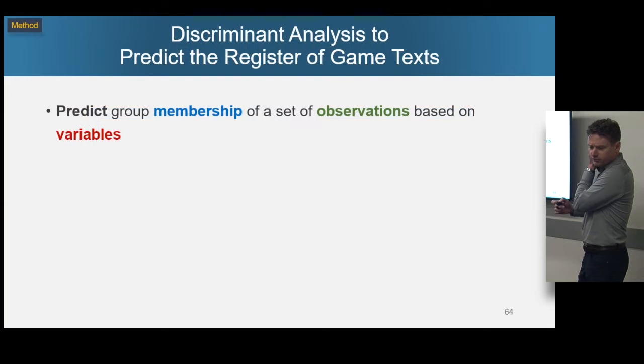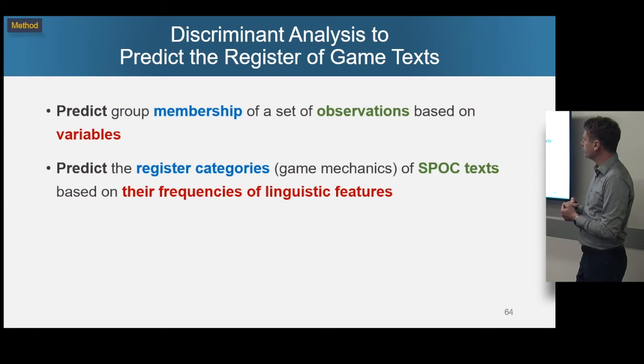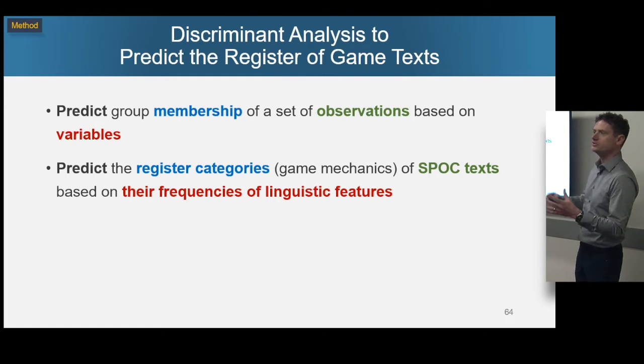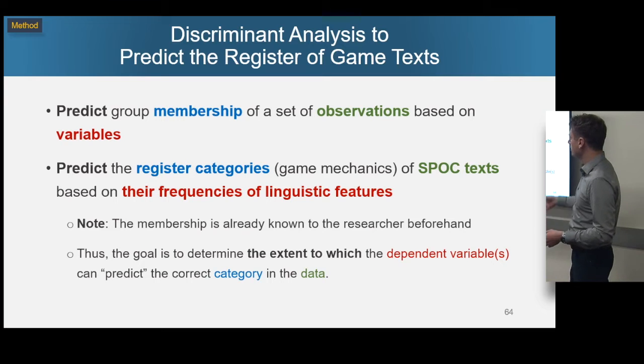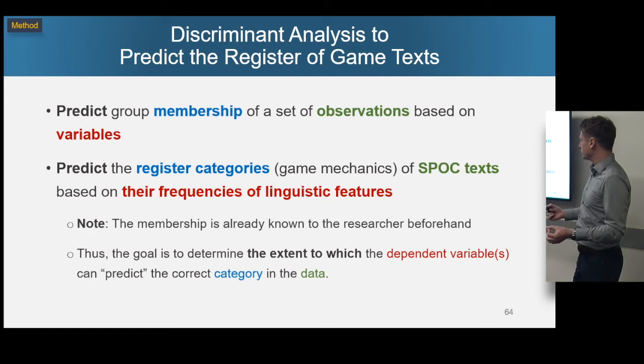So just to give a brief overview of discriminant analysis, the purpose is to predict group membership of a set of observations based on variables. In this case, I'm predicting register categories, so the game mechanic of those texts in the corpus, based on their frequencies of linguistic features. So you're probably thinking, but wait, didn't you know ahead of time what category they belong to? And I did. So the point of discriminant analysis isn't to determine where something belongs, but rather to determine the extent to which those linguistic features can predict the correct category in the data.